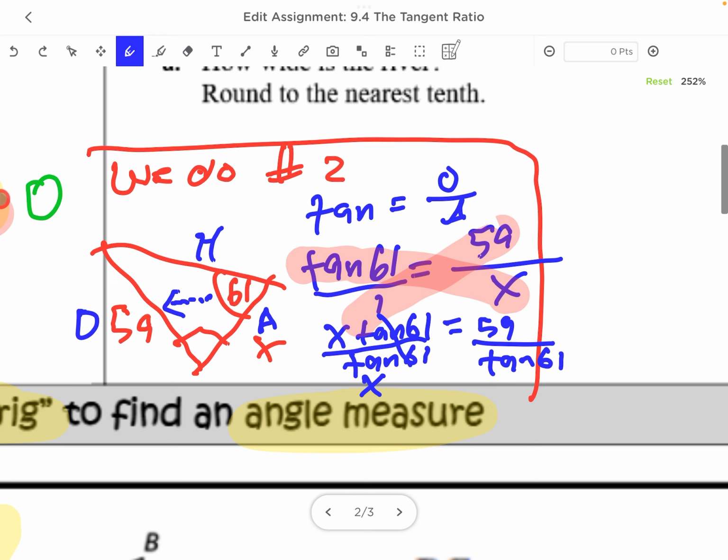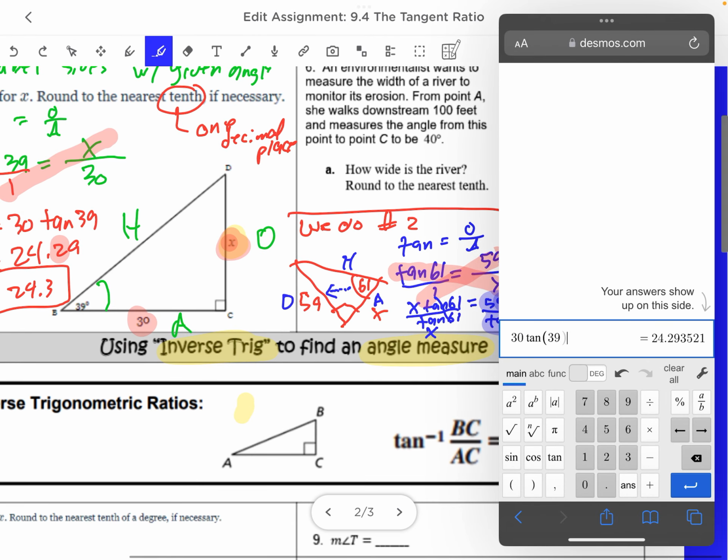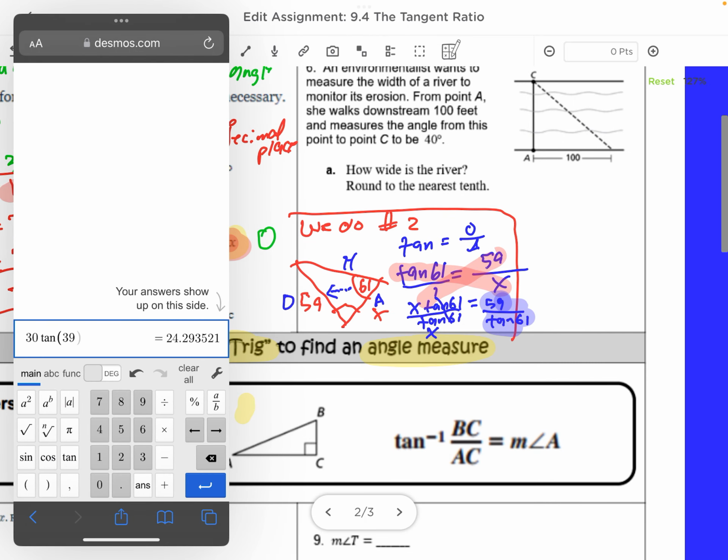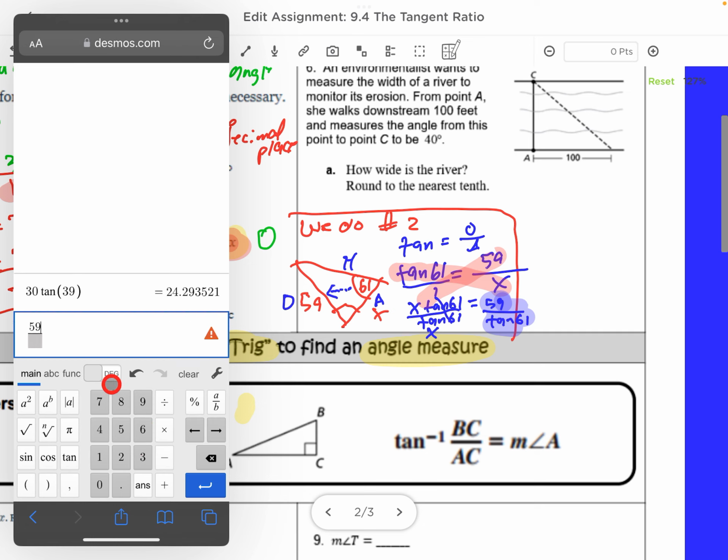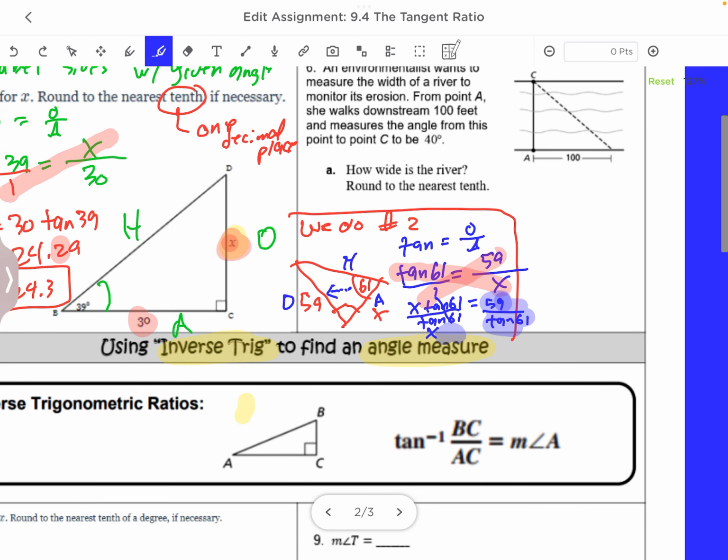Now this can all go into my calculator. I'm just going to type in 59 over tangent of 61. I push this blue button so I can get to my other functions, then push a over b to get my fraction. I put 59 on top, go to the bottom, and type in tangent 61. It gives us 32.7. So x is approximately 32.7.